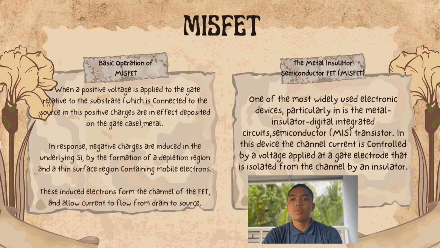Okay, the metal insulator semiconductor FET, MISFET. One of the most widely used electronic devices, particularly in digital integrated circuits, is the metal insulator semiconductor MIS transistor. In this device, the channel current is controlled by a voltage applied to a gate electrode that is isolated from the channel by an insulator. Okay, that's all from me, MISFET. Okay, we go to next person.